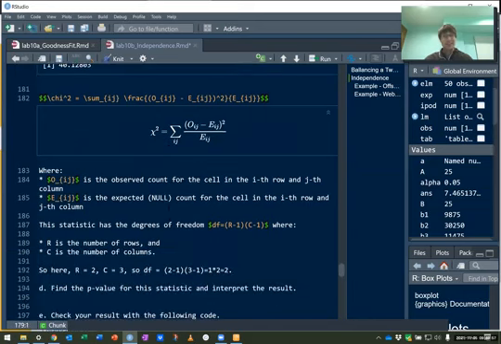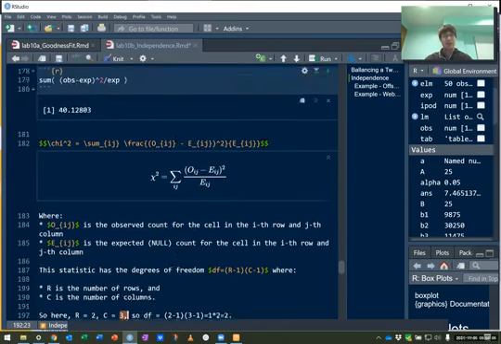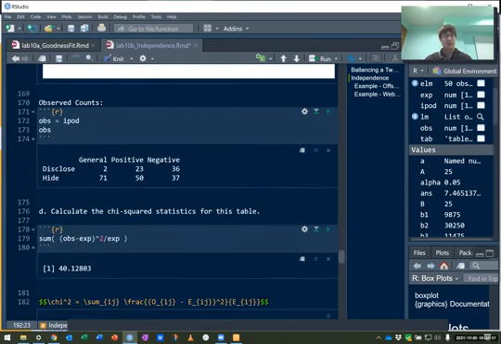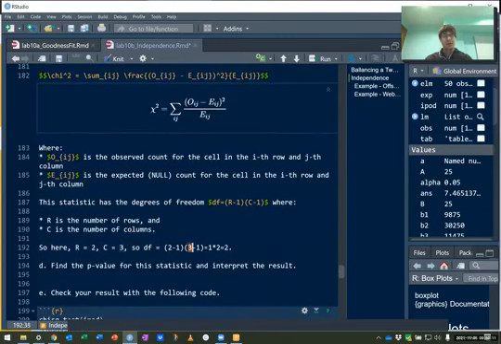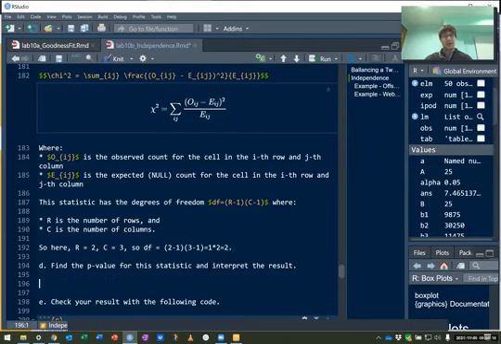The degrees of freedom is a little funny. It's the number of rows minus 1 times the number of columns minus 1. So if we had 2 rows and 3 columns in this example, it's going to be 2 minus 1 times 3 minus 1. So just 2 degrees of freedom. So that you can use to graph your chi-squared statistic.